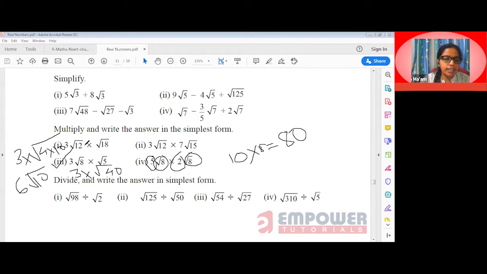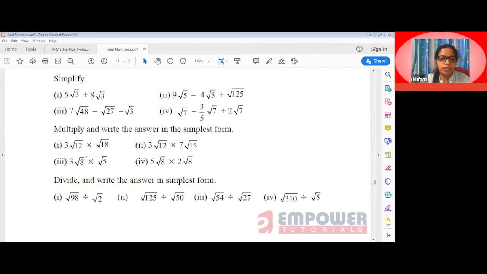And in this case, you have to multiply 12 into 8. You need to factorize those numbers and look if you get some perfect square, then take that number outside the square root form and then multiply it with 3. That will be the simplest form of this. So everyone understood? This is how you have to solve this kind of questions.